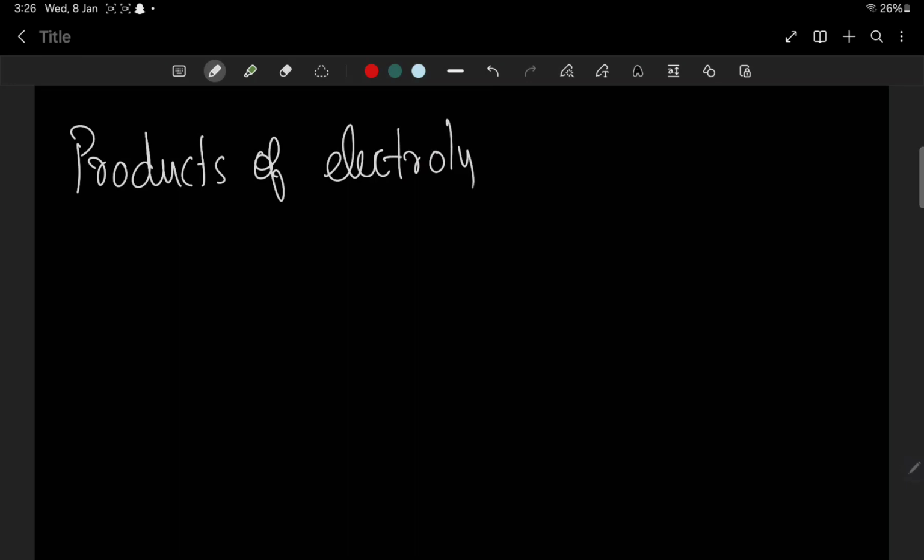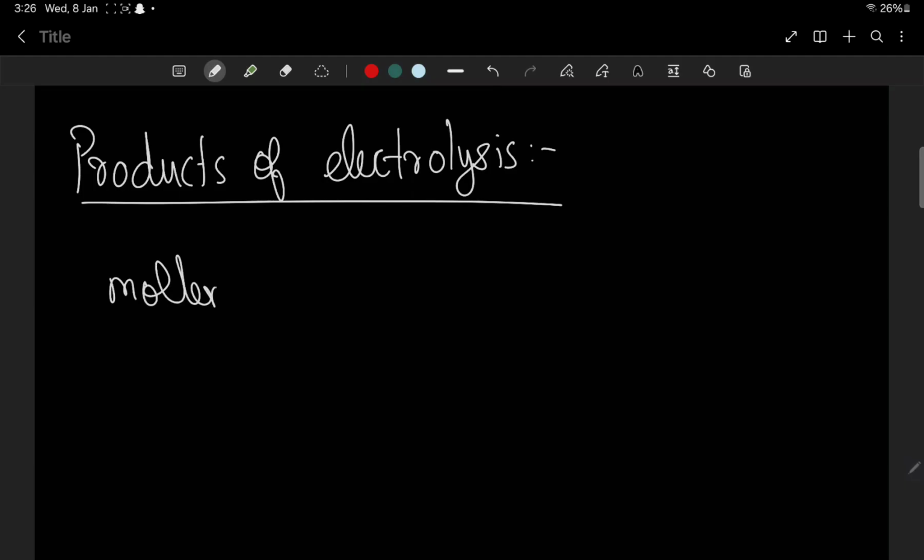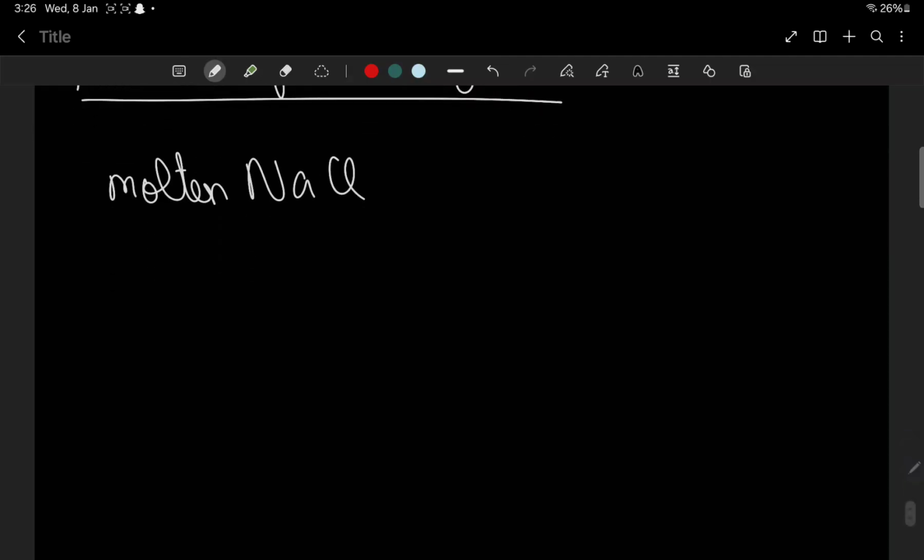Okay. Now we are going to talk about products of electrolysis. So what product do we get after electrolysis? First we are talking about molten NaCl. There is only NaCl in the middle, not in water, not salt solution. Molten NaCl. So there is Na+ and Cl-.